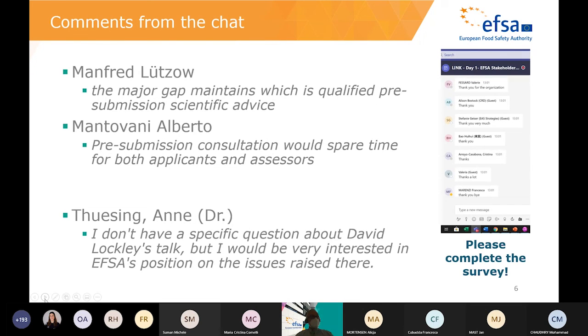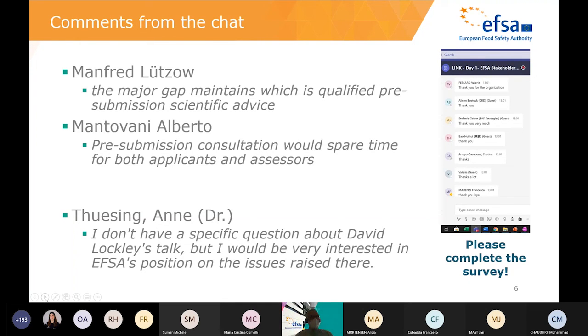The first are related to the pre-submission, and I selected 2 different comments, very similar, to see that getting a good dossier, being able to provide good advice before the dossier is submitted, is very relevant for everybody. Also, it's very relevant for us and for the risk assessors, like Alberto Mantovani clearly indicated. So we are trying to do our best with the guidance. The specificities on how much we can enter into advice depends on the legislation and are different in different sectors.